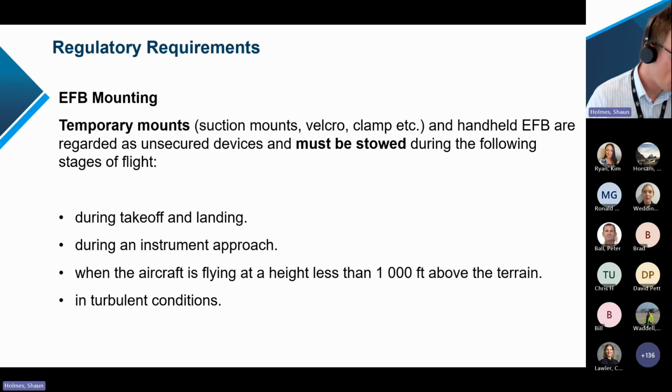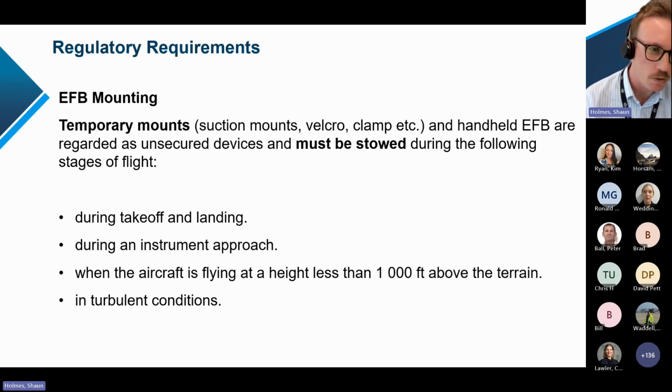Okay, getting into the aircraft and using the EFB and thinking about how will I mount and potentially use, will it be handheld, will it be mounted, as I mentioned. Really the most popular kinds of mounting we're talking about is things like suction, Velcro, clamp mounts that might mount to a dash line. So all of these temporary mounting systems, or just having the EFB handheld, is regarded as being an unsecured device. So that device needs to be secured during essentially critical phases of flight.